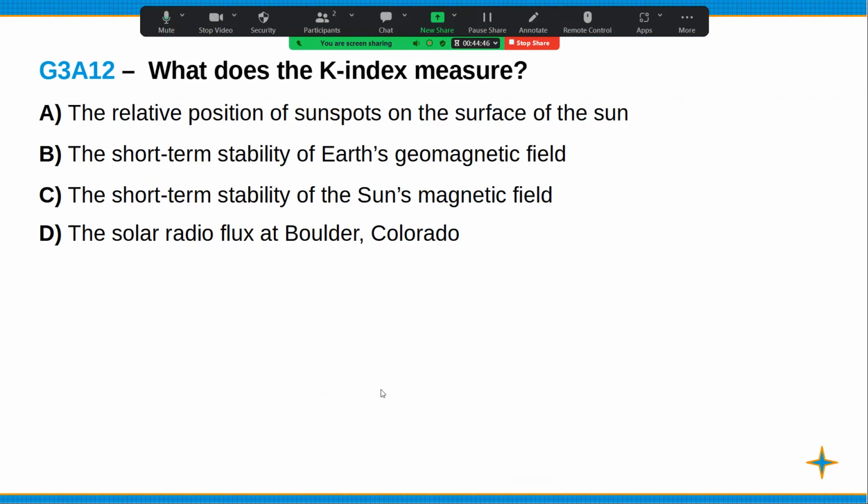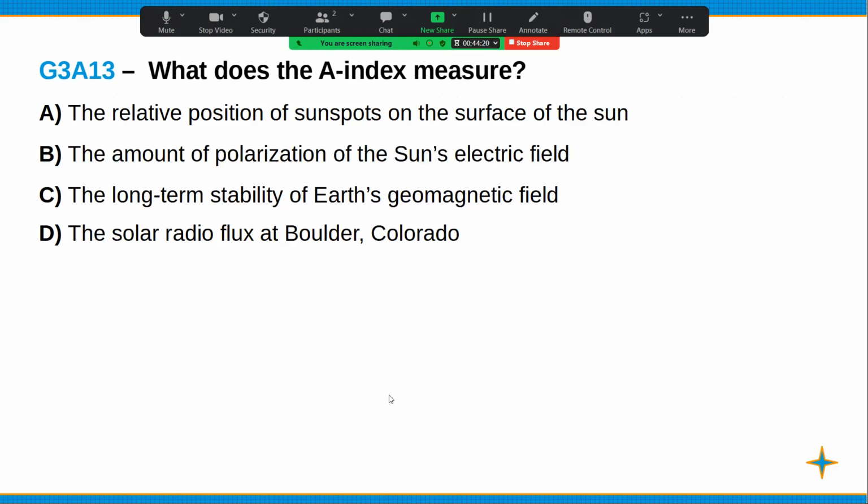So what does the K index measure? Short-term stability of the magnetic field. A is the long-term average. K is the every 3 hour measurement. What does the A index measure?